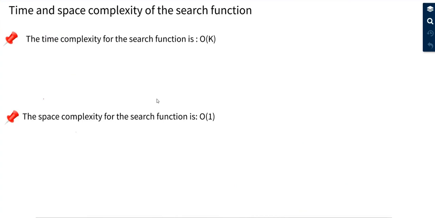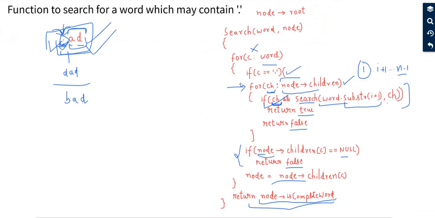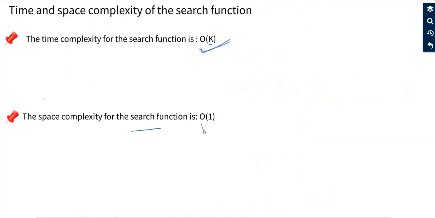Let's discuss the time and space complexity of the search function. You can see that the time complexity for the search function is linear, because in any case we are traversing over the word at most once. The space complexity is big O of 1 if we are not considering the stack space consumed.